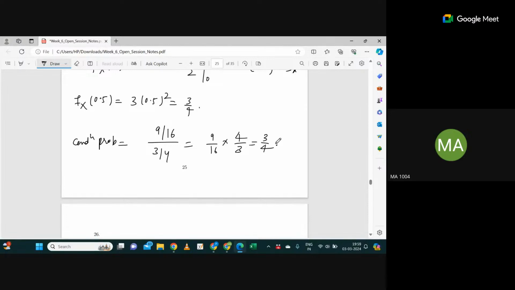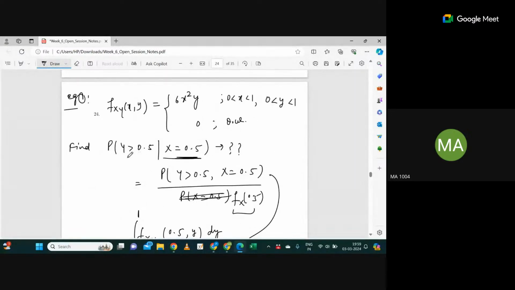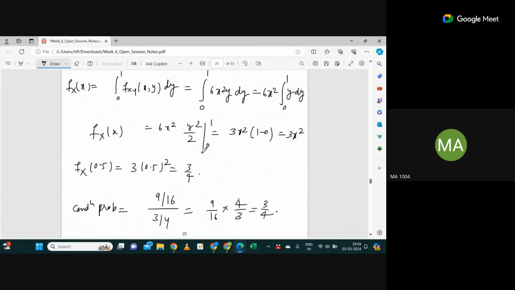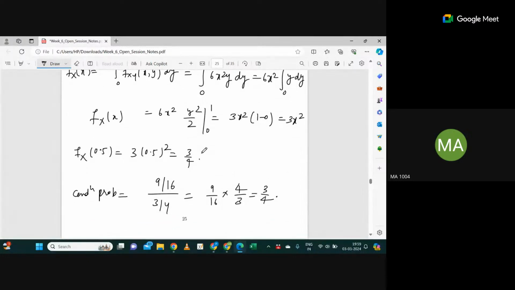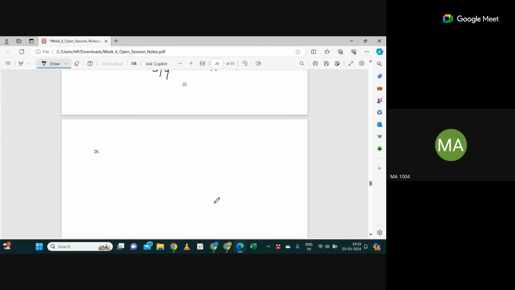Sir, why did we take the value of x as 0.5? It was given, actually. The probability which you have to calculate is this specific case, rather than calculating in general. Okay, understood. Is this clear to all of you? Any doubt? No, sir. Okay.